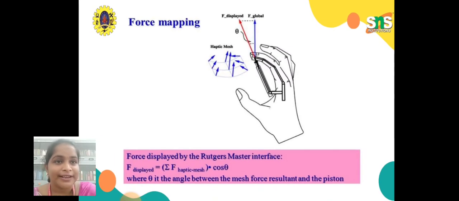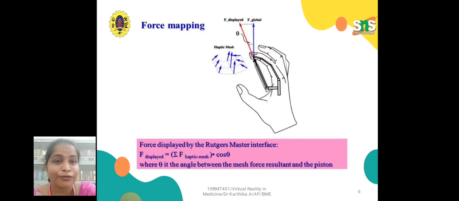See here, the full formation of the haptic mesh provides a real world feeling of that particular object. Here we have chosen the elastic ball. So this force mapping with the haptic mesh provides a real elastic ball pressing at this moment in a virtual reality world.